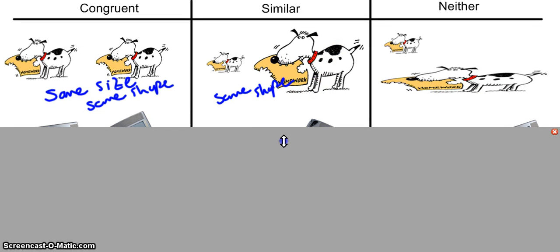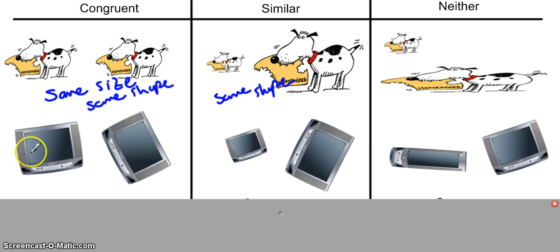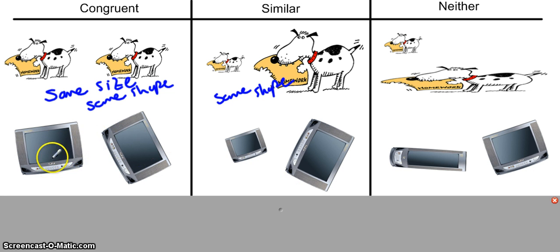All right, what else can we notice about congruent and similar shapes? Well, these two televisions are congruent. They're the same size, same shape, but they seem to be rotated. Looks like similar objects can also be rotated, okay? So no matter whether something's congruent or similar, looks like we can rotate, we can reflect, we can translate, all those kinds of transformations we can do to either of them, except look at this.